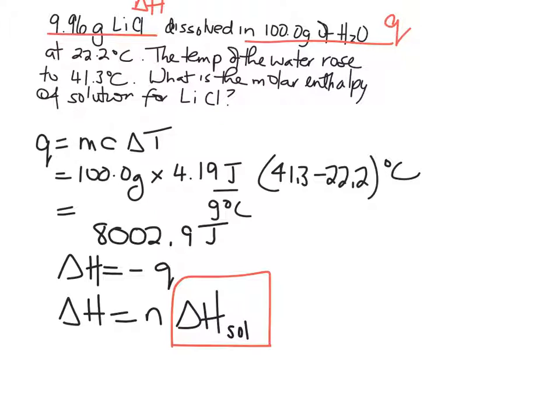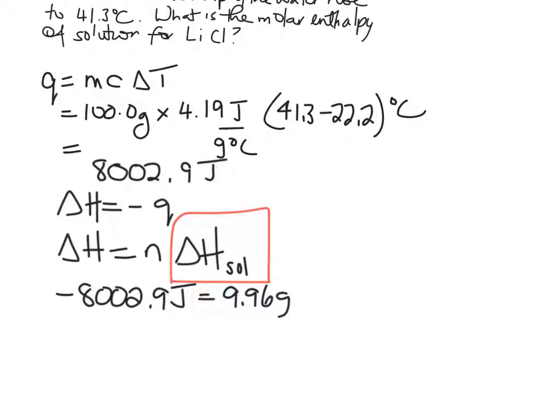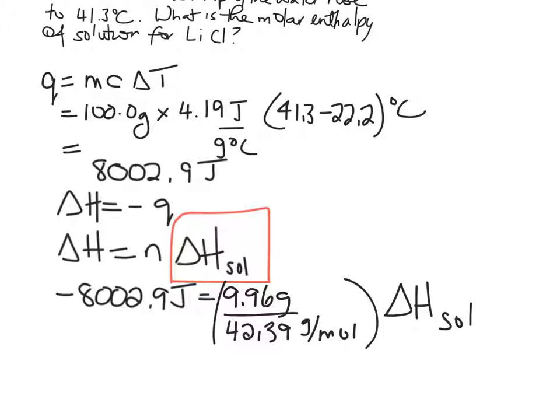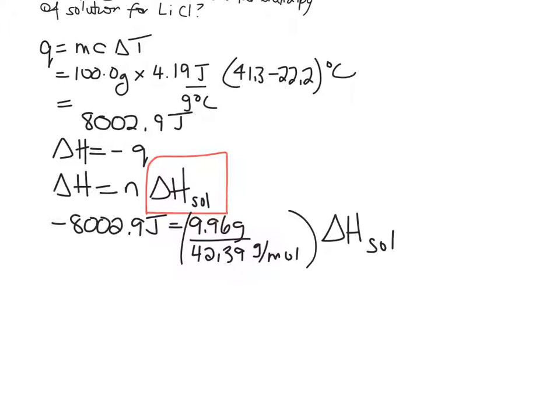So you need to find the moles of lithium chloride. What's the molar mass of lithium chloride? 42.39 grams per mole, thank you. And now, solve for delta H. Say it again, negative 34,060.535. 535 at the end.